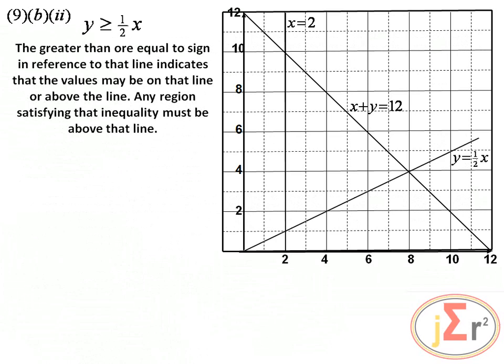Next, we are required to shade the region that satisfies all of the inequalities. The greater than or equal to sign in reference to that line indicates that the values may be on that line or above the line. Greater than or equal to. It can be on that line or greater than, that means above the line. Any region satisfying that inequality must be above that line.